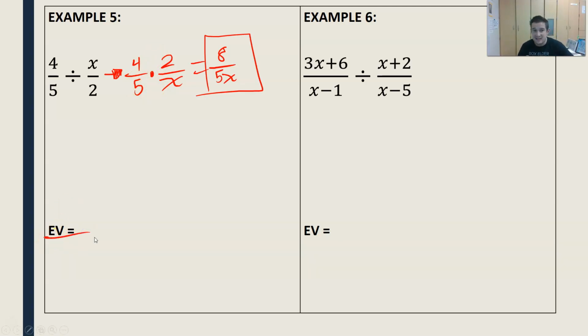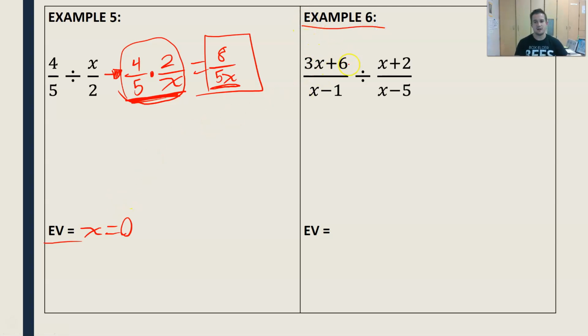When I'm looking at my excluded values, again, before I simplified anything in this step, I need to look in the bottoms of these fractions and see what value of x would make the denominator equal to 0. So in this case, I have just x in the denominator. So when x is equal to 0, that's an excluded value because that will force me to divide by 0. Okay.